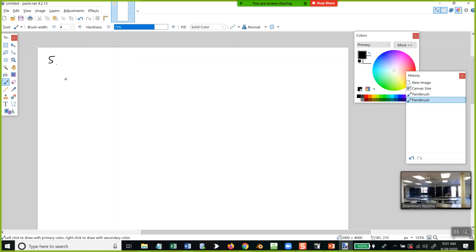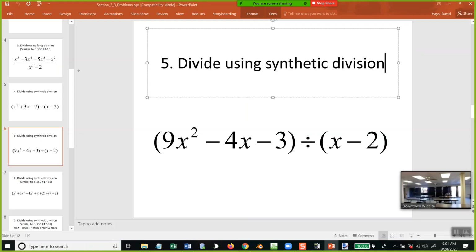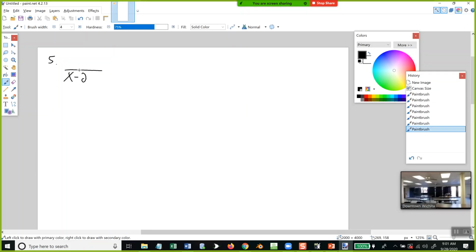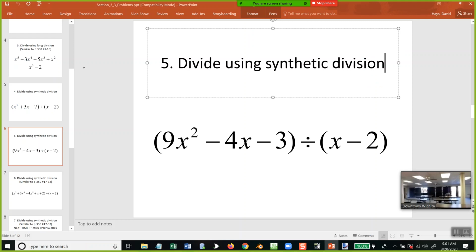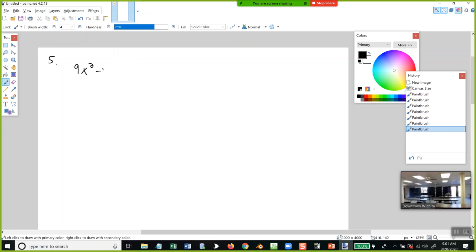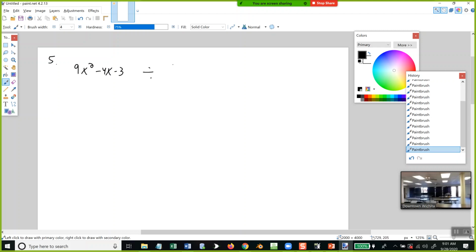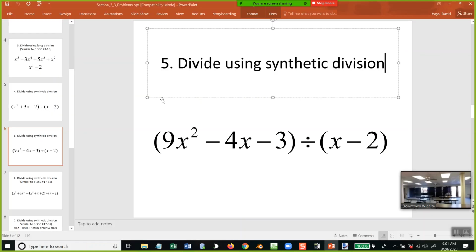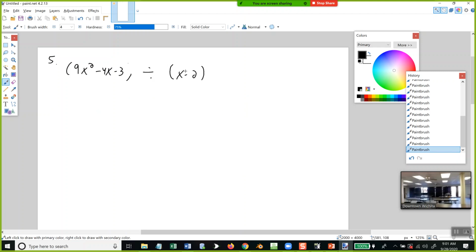X minus 2, that way. Next one is 2. Okay. Synthetic division. Take what you're dividing by, you set it equal to 0, and you solve it. So the -2 takes the right side, becomes a +2.